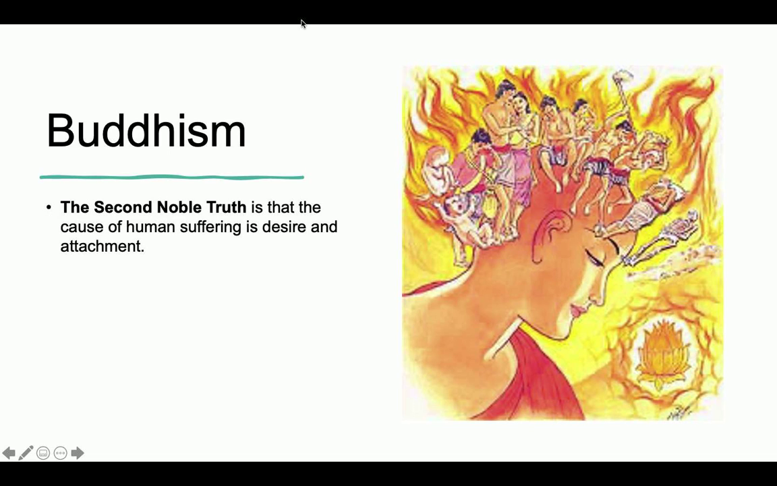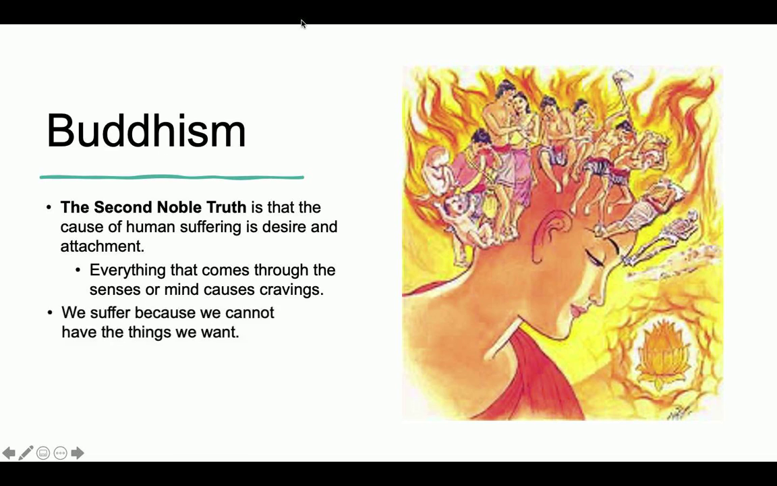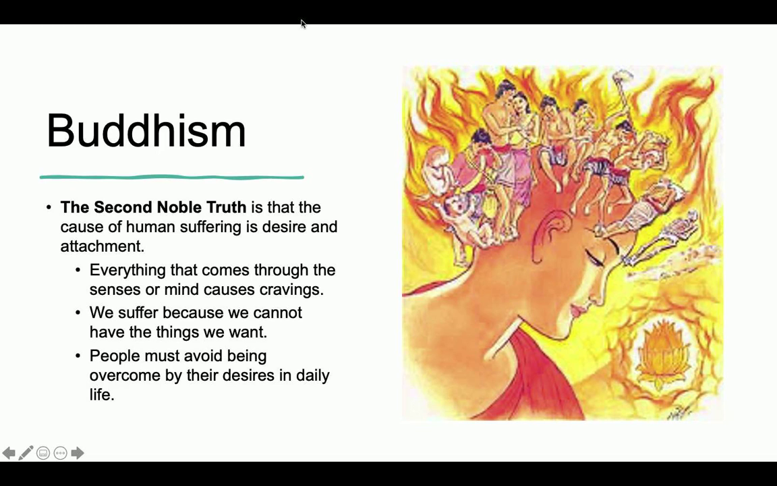The second noble truth is that the cause of human suffering is desire and attachment. Everything that comes through the senses or mind causes cravings. We suffer because we cannot have the things that we want. People must avoid being overcome by their desires in daily life.